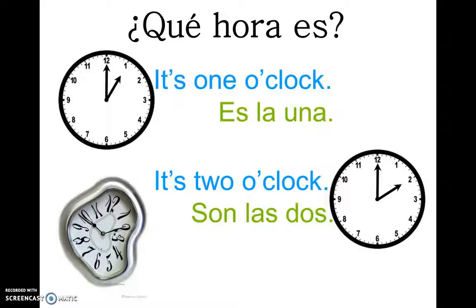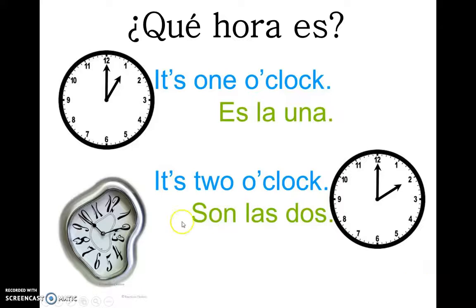¿Qué hora es? So to answer the question, ¿qué hora es? And on an even hour, you can say es la una, it's 1 o'clock, or on any other hour, son las dos. The reason why we use la is because we're referring to hora. Es la una hora. It's the 1 hour. But then when we get to 2, we have to say son las dos horas. Son las dos. They are the 2 hours.